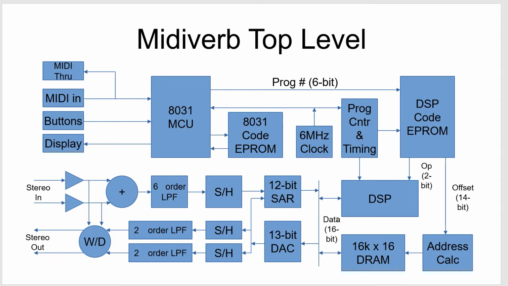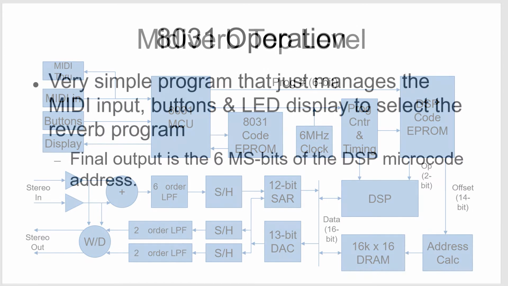There's some hardware decoding and some timing software to drive the successive approximation register or the DAC as input side or output side. The stereo in signal is summed to a single signal, goes through a 6-order low-pass filter with preemphasis through the sample and hold. On the output side, there's a pair of sample and holds with some simple low-pass filters. This is the wet-dry potentiometer to a stereo out. It's not true stereo out, and we'll talk about why it's not true. It's actually a pseudo-stereo output.